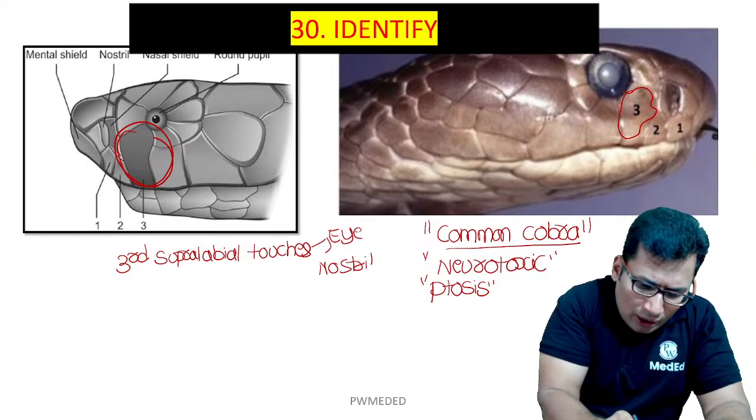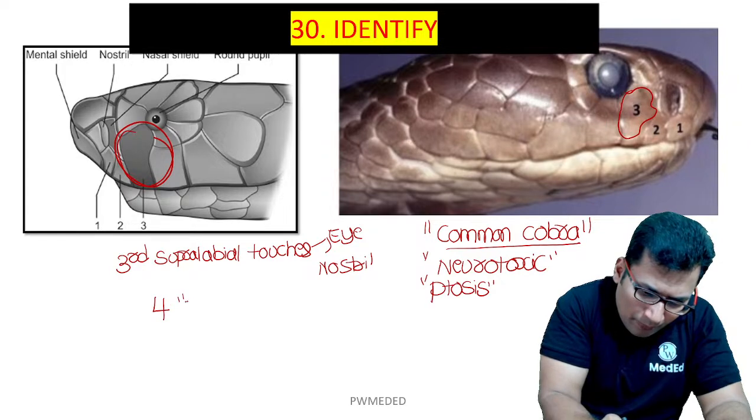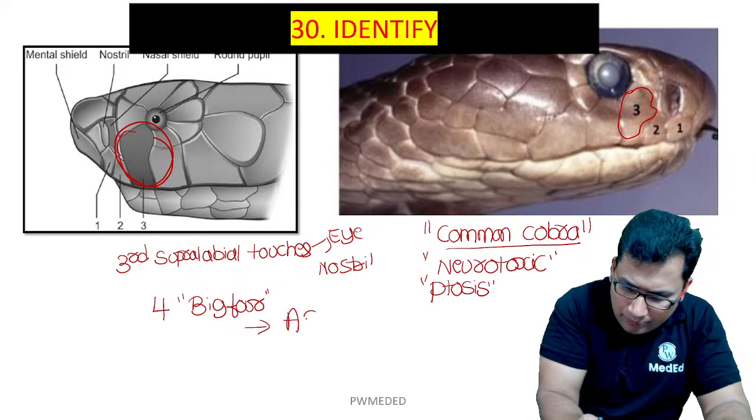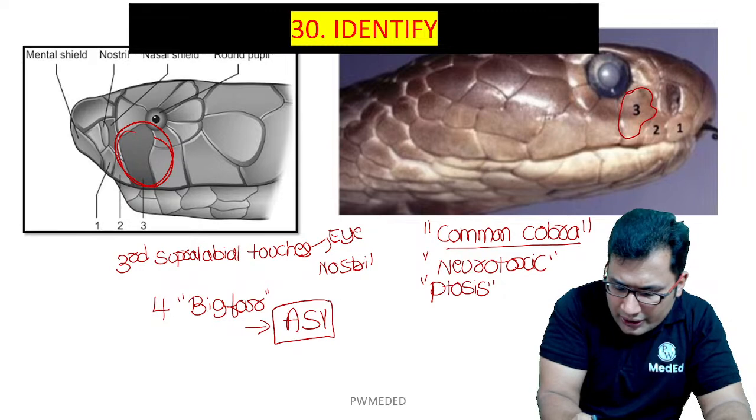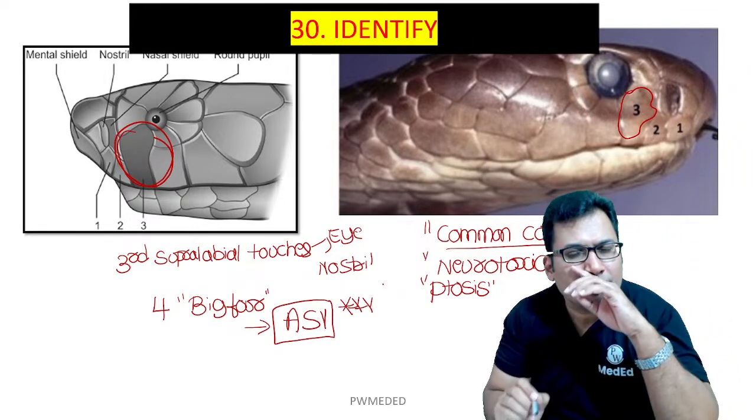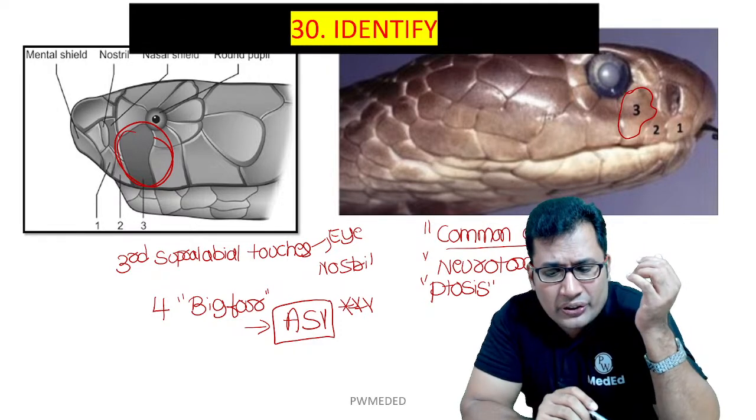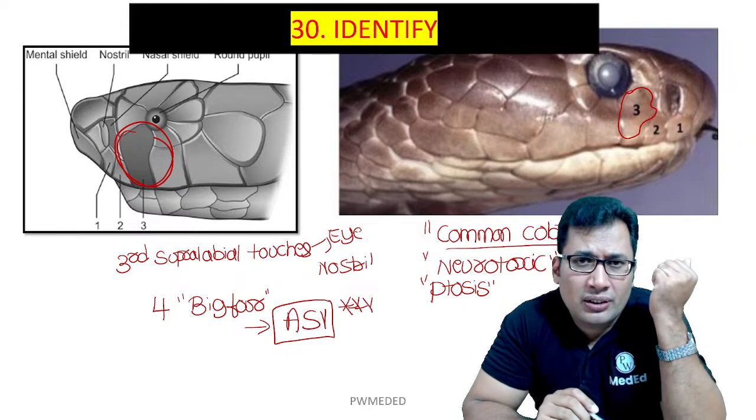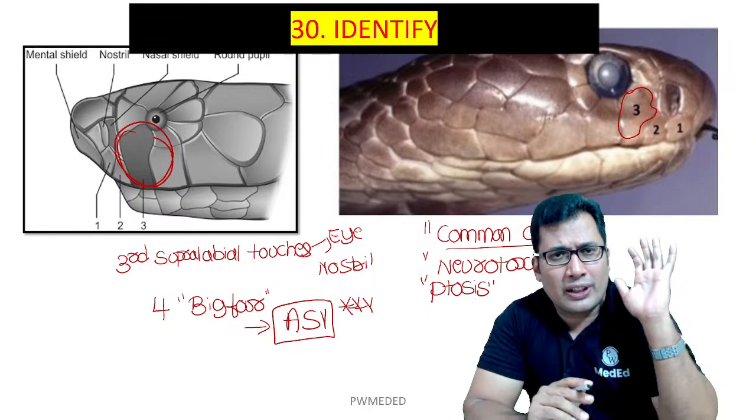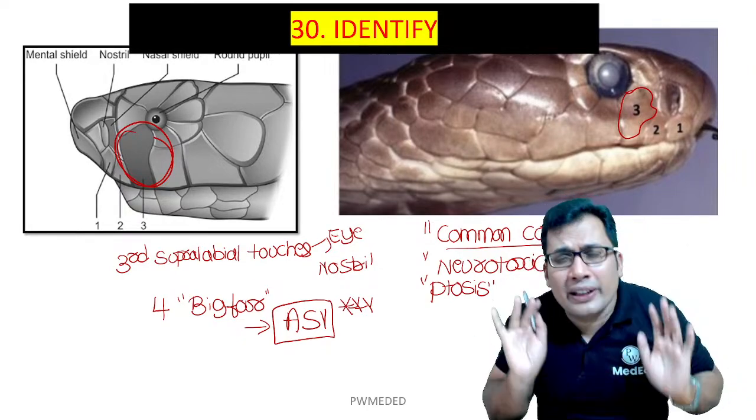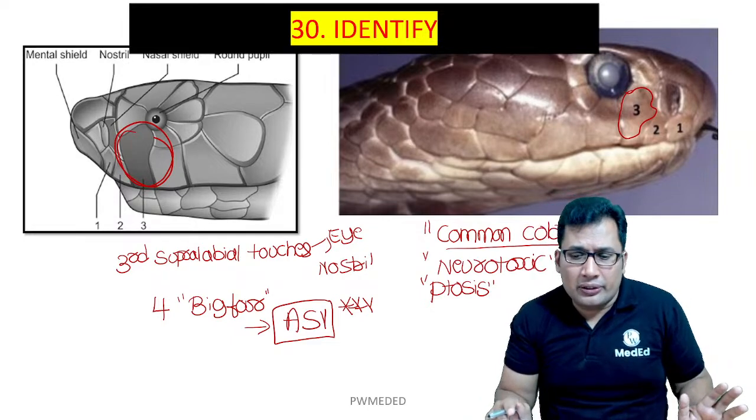And the treatment of all big 4 snakes is anti-snake venom. And one more point you must know, cobra causes neurotoxicity, vipers cause hemotoxicity. So all this can be asked in your exam, types of snake, treatment of snake bite, all these are very commonly asked in your FMGE exam, go through that.